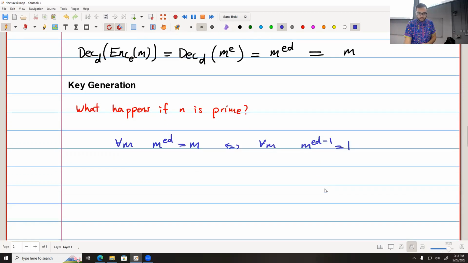Right? So the idea is very simple now. Let's choose E and D such that, actually, I'm going to write it the other way around, such that N minus 1 is a divisor of ED minus 1.